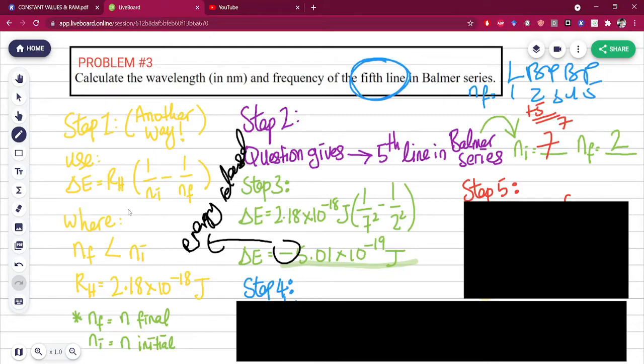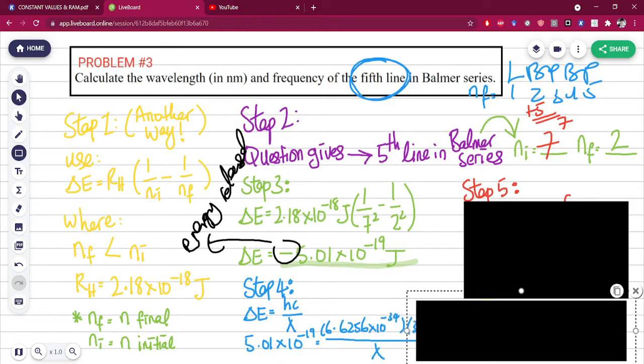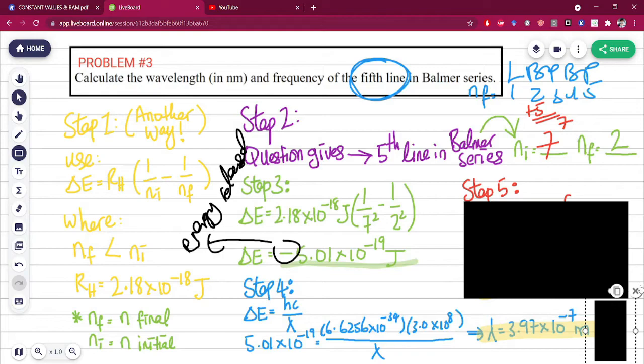Now, in step 4, what you need to do is take the delta E value over here. You're going to plug into this formula, delta E equals to hc over lambda. And since this time you're going to try to find out for wavelength, you can omit the negative sign.